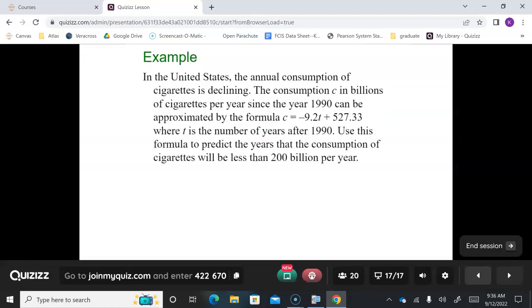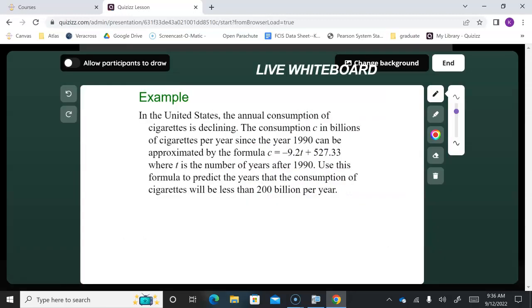Now, sometimes we're going to get equations. They're helpful. It's solid. We do have to make a couple adjustments, though. So, in the United States, the annual consumption of cigarettes is declining. Yay, healthy people. The consumption C in billions of cigarettes per year since 1990 can be approximated by this formula.